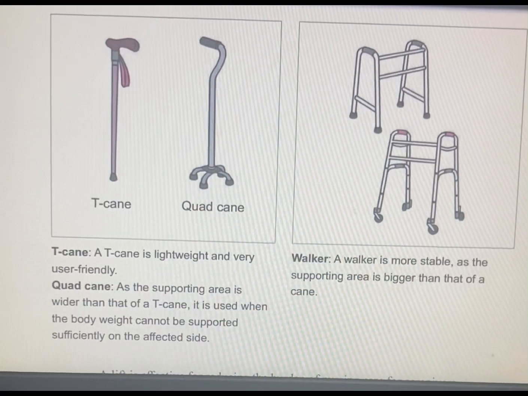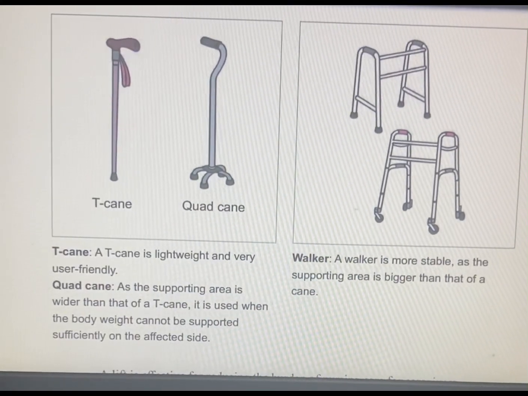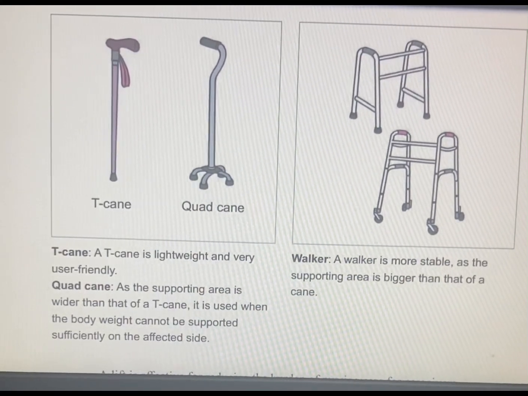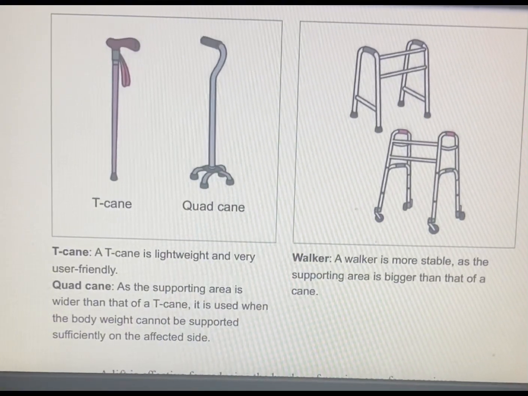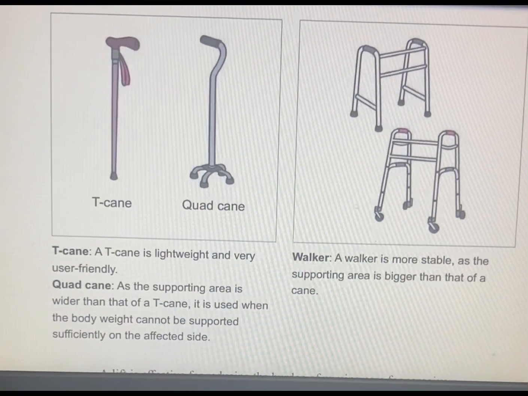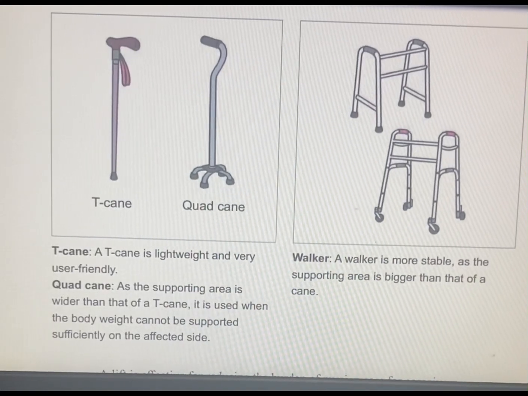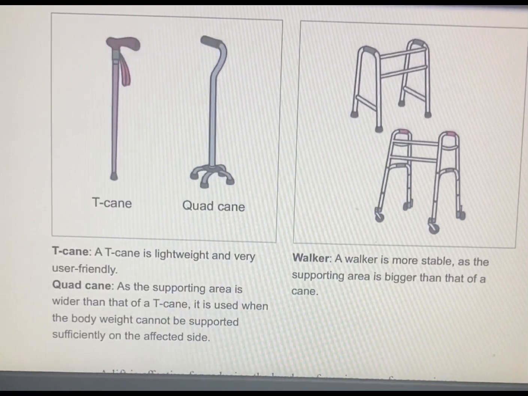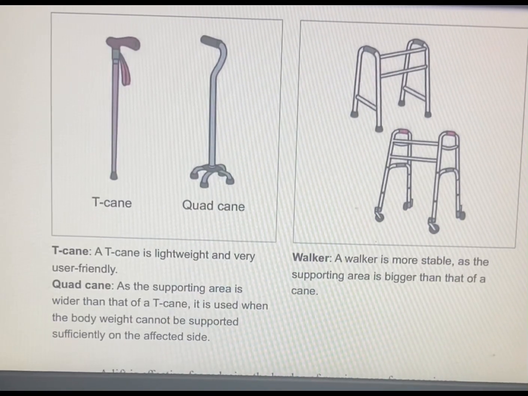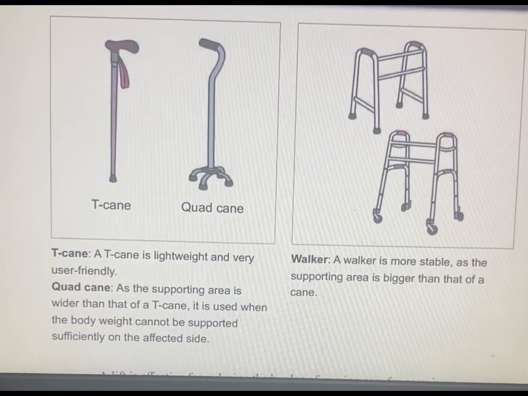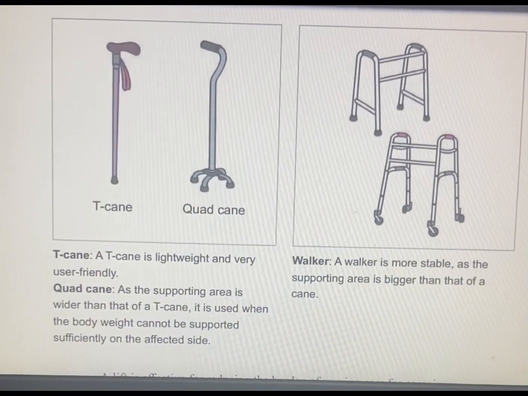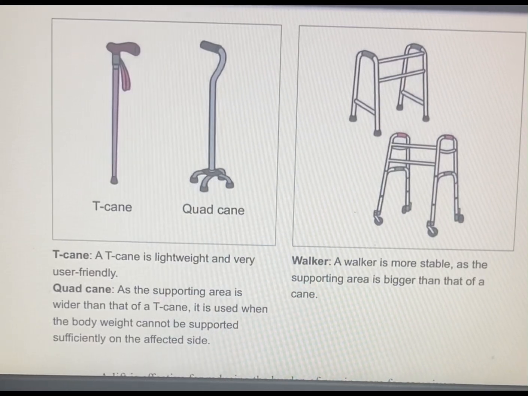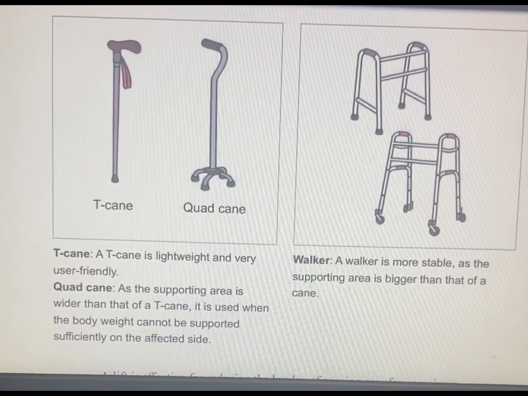It is used when the body weight cannot be supported sufficiently on the affected side. So usually, the one using quad cane ay may mga paralysis or half-side paralysis. So if you ask me which is more stable, T-cane or quad cane, of course the quad cane, because there are 4 points. 4 points sa baba, yung nagbibigay ng support. Mas apat siya. So, mas stable siya compared to T-cane.